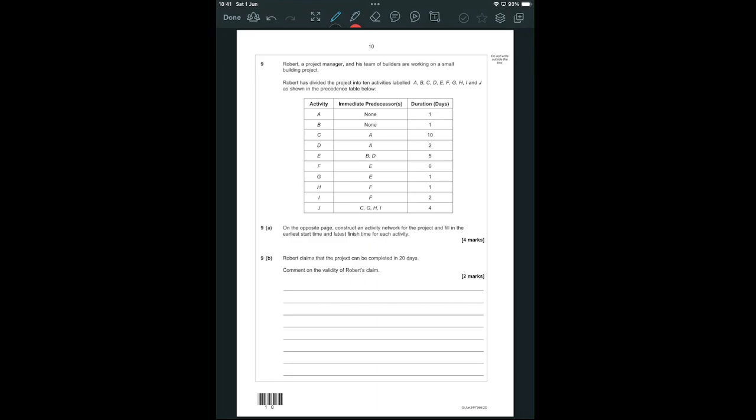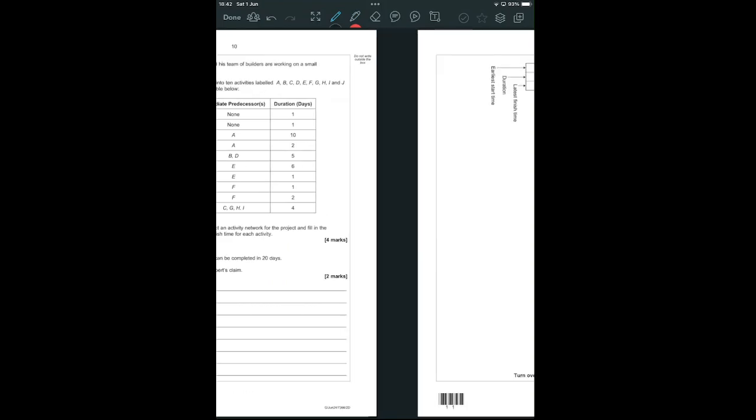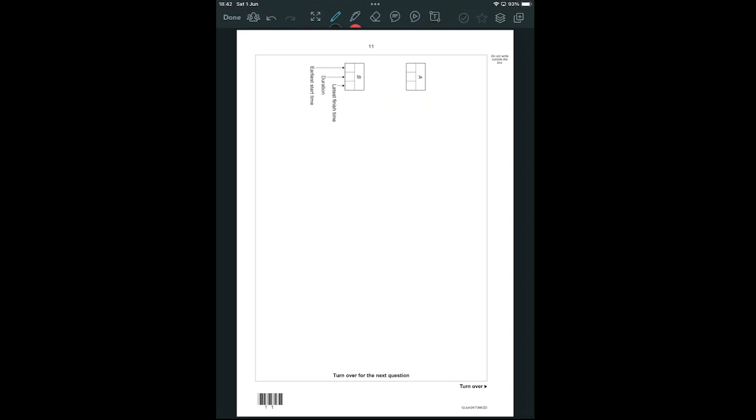Our resource management now, our Gantt charts. Robert is working on a small project. There's going to be a lot of sliding backwards and forwards. I apologise on this question. Into 10 activities with those durations. On the opposite page, construct an activity network and fill in the earliest and latest for each. And it's on its side as well.